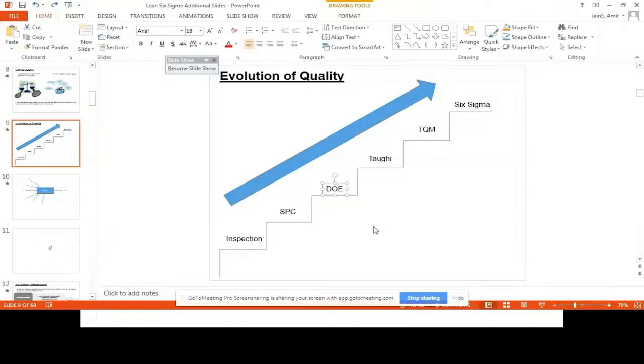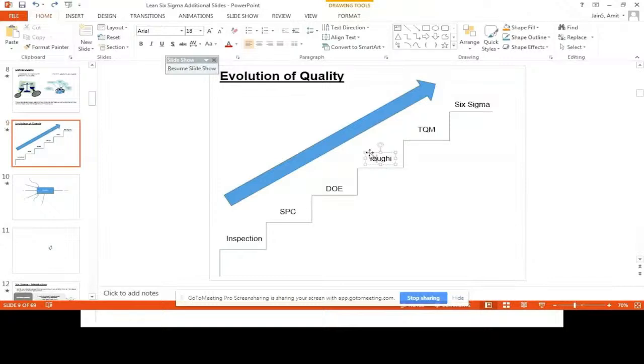Now there was somebody known as Genichi Taguchi in Japan. He utilized DOE in a very creative way. What he analyzed and found was that almost two-thirds of the problems in a process are due to the design of the process. For him, design was a major culprit. So the focus shifted from the process to the design of the process.